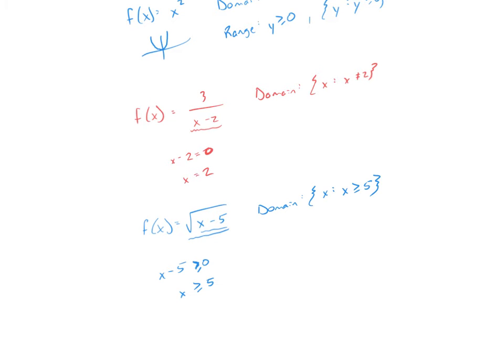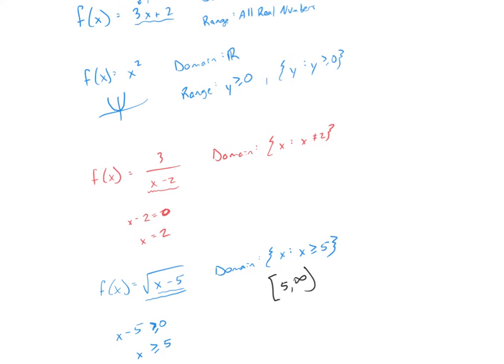Okay, another way to write each of these domains is using interval notation. You've hopefully seen that before. Interval notation looks like this: 5, comma, infinity. I used a square bracket on 5, and a parenthesis on infinity. It includes the 5, does not include infinity because infinity is not an actual number.